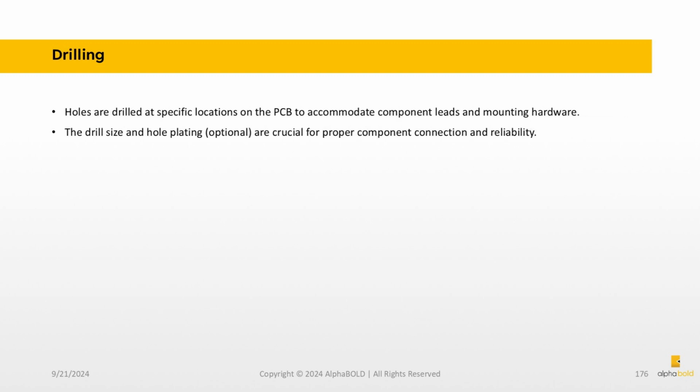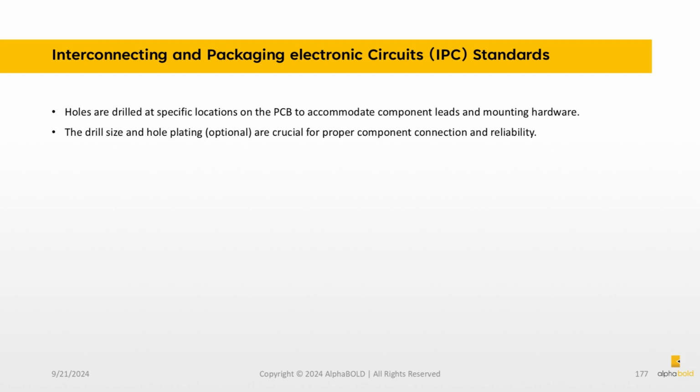Drilling. Holes are drilled at specific locations on the PCB to accommodate component leads and mounting hardware. The drill size and hole plating, optional, are crucial for proper component connection and reliability. Interconnecting and packaging electronic circuits, IPC, standards.